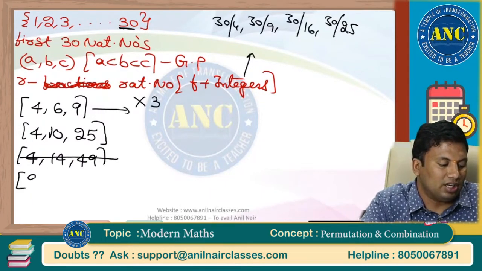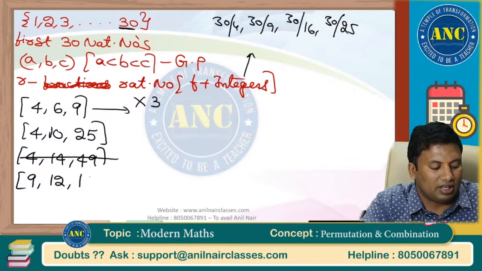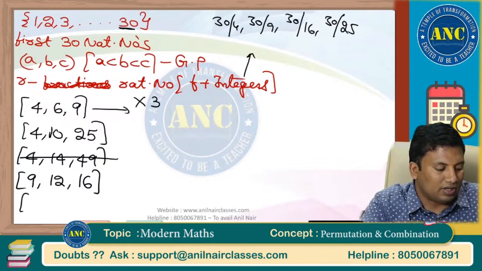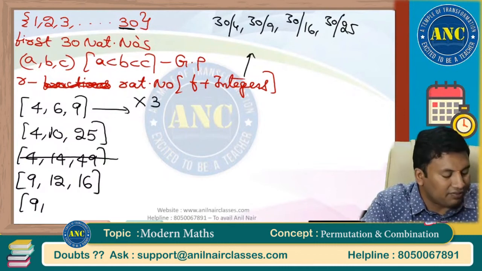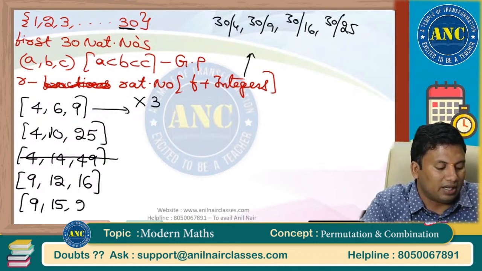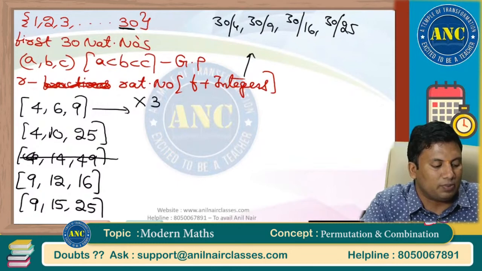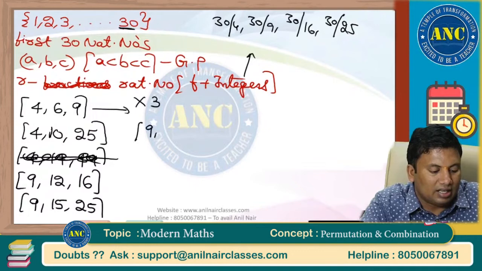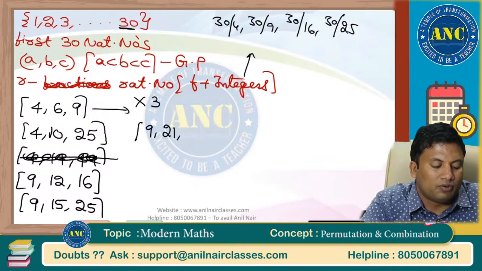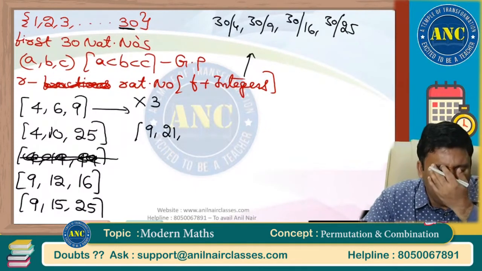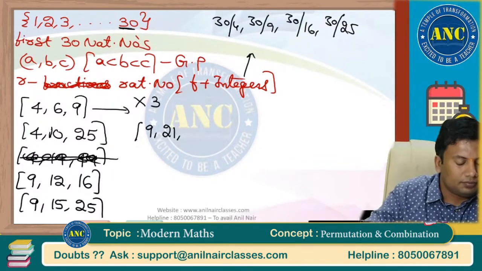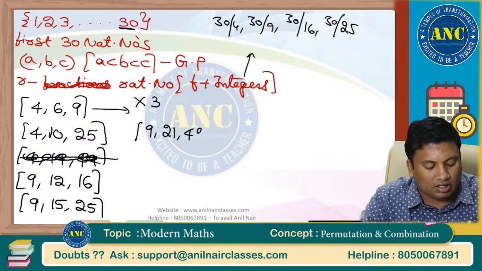Next is 3 3s are 9, 3. Next is 3 4s are 12. 144 by 9, 16. This case is possible. Next one, 3 3s are 9, 3 5s are 15. 225 by 9, 25. This case is possible. I hope you are all there with me. Next one. 3 3s are 9, 3 7s are 21, 441 by 9, 49. This case is not possible.